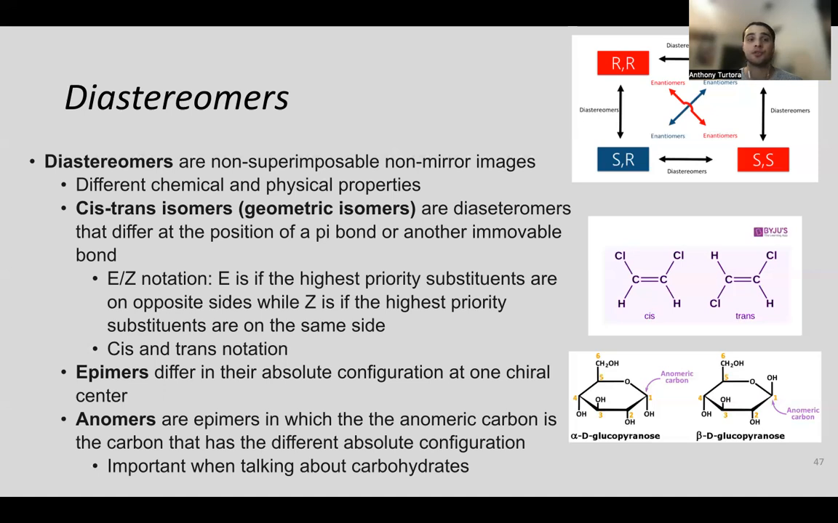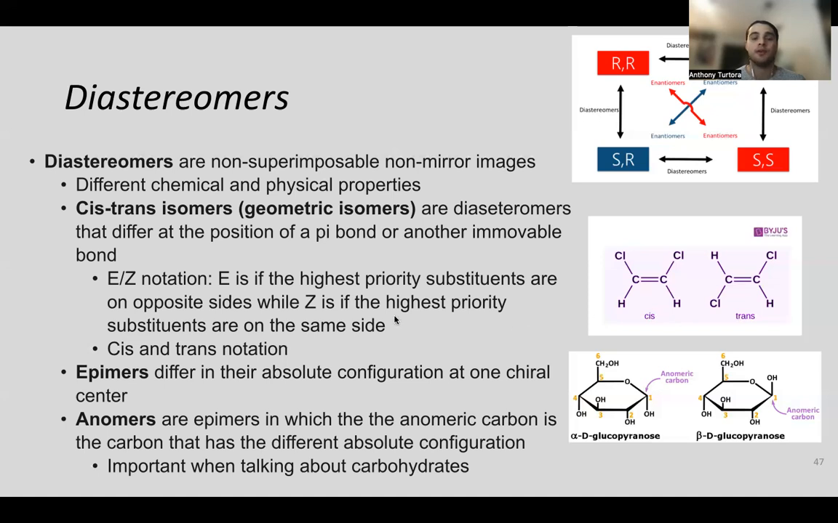We also have cis-trans isomers, which are another type of diastereomer. They're also called geometric isomers. So these are diastereomers that have pi bonds or other immovable bonds, such as rings. This can be denoted as cis-trans, or in more complicated ones, we will have to use the EZ notation.